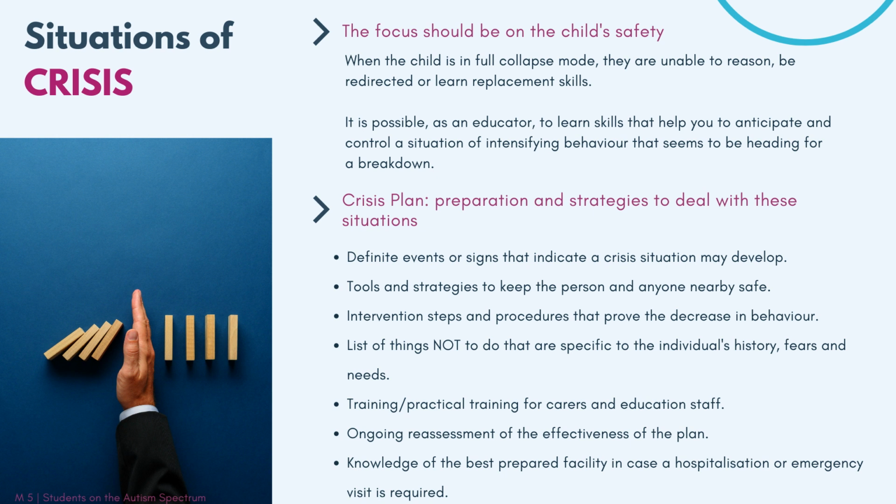According to the Autism Spectrum Australia guidelines, 2012, a well-designed plan will include definite events or signs indicating that a crisis situation may develop; tools and strategies to keep the person and everyone around safe in any environment, school, home, community; intervention steps and procedures that promote the decrease in behavior and are associated at each level with increasing levels of agitation; a list of things to do and not to do that are specific to the individual's history, fears, and needs; training or practical training for carers and educational staff; data collection and monitoring for continuous reevaluation of the plan's effectiveness; and knowledge of the best prepared facility in case a hospitalization or emergency visit is required.